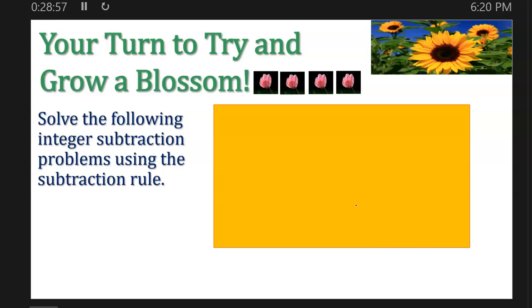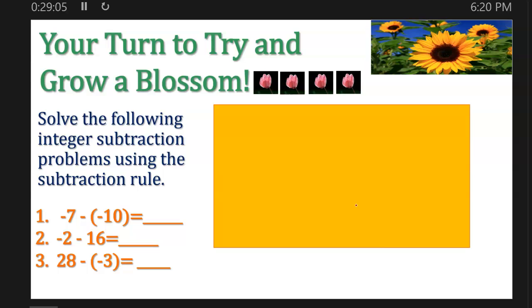All right, our fourth math blossom, solve the following integer subtraction problems using the subtraction rule. Okay, so here's some more problems. Negative 7 minus negative 10, negative 2 minus 16, and 28 minus negative 3. So try to solve those using the subtraction rule.